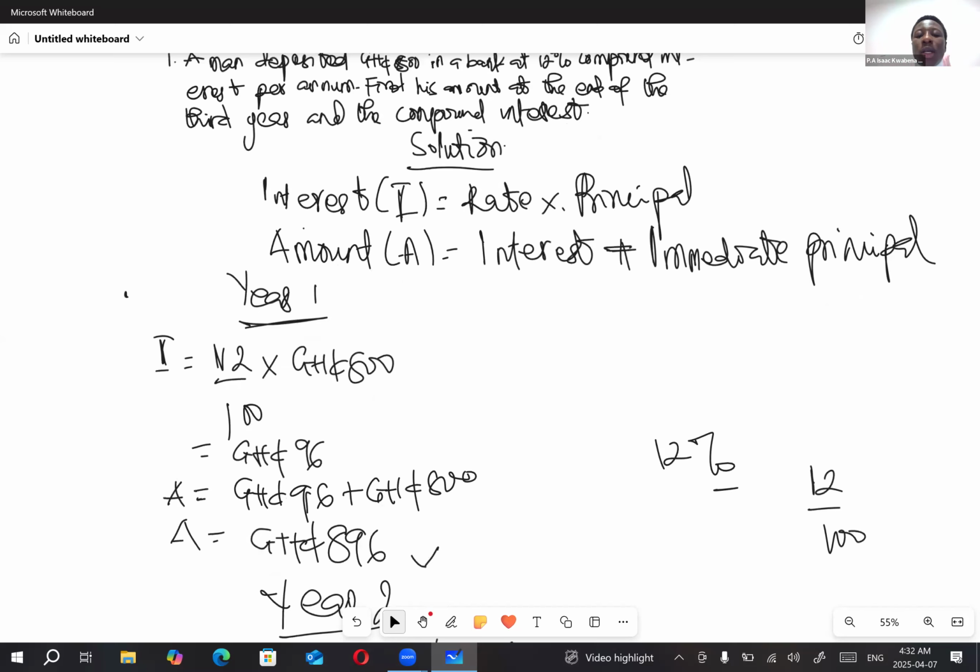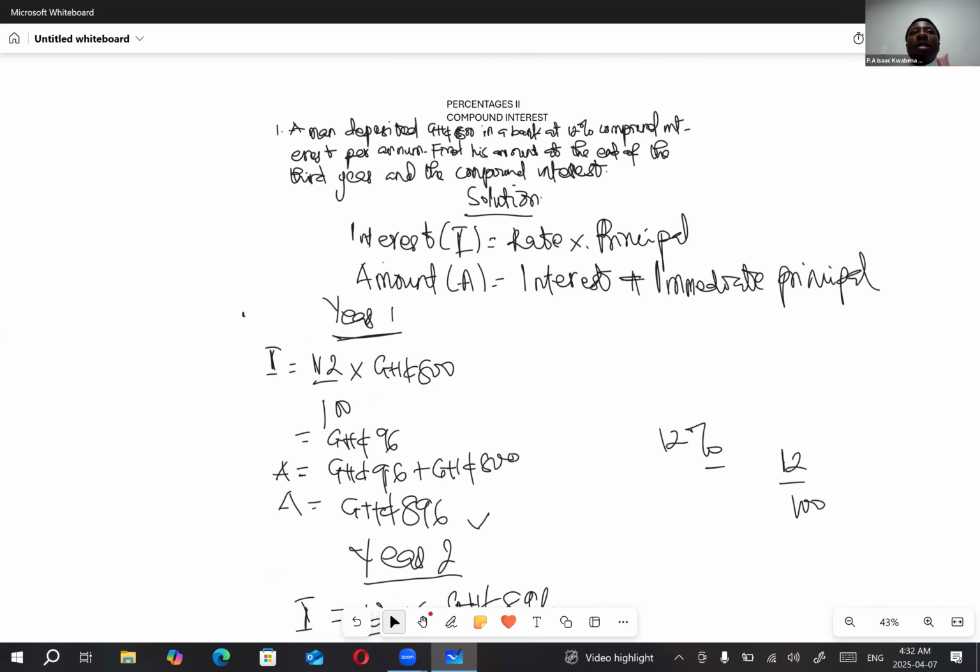Now, here is a question. They can tell you that Anthony deposited 800 Ghana cedis in a bank at 12% compound interest per annum. If at the end of the second year, he went to the bank to withdraw 100 Ghana cedis, find the amount at the end of the third year and the compound interest. Have you seen it? The same question, but posed differently.